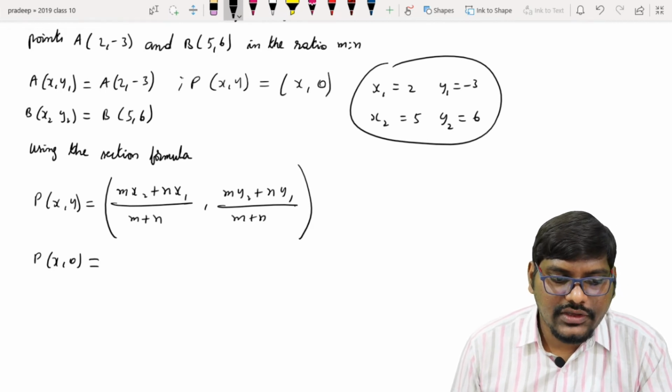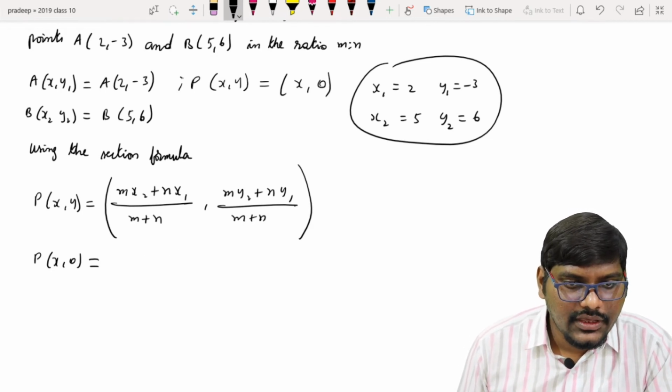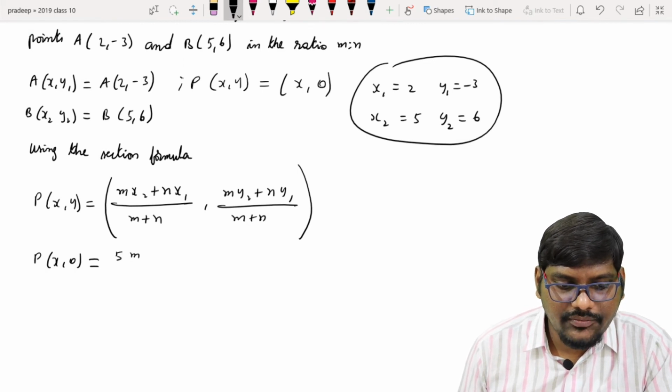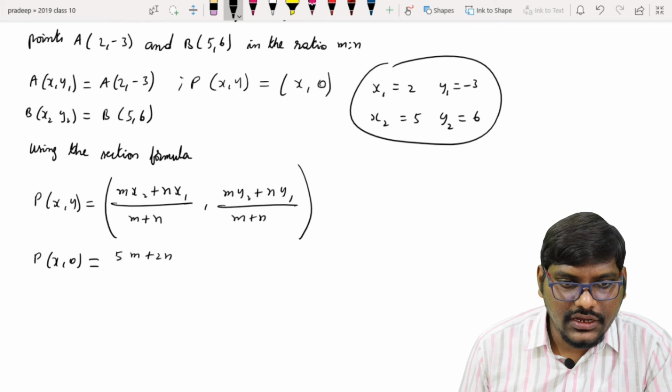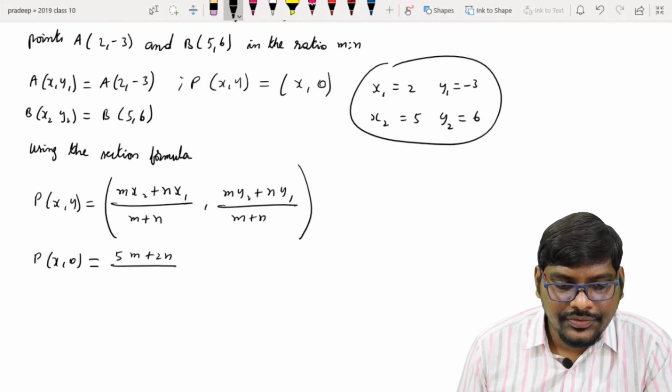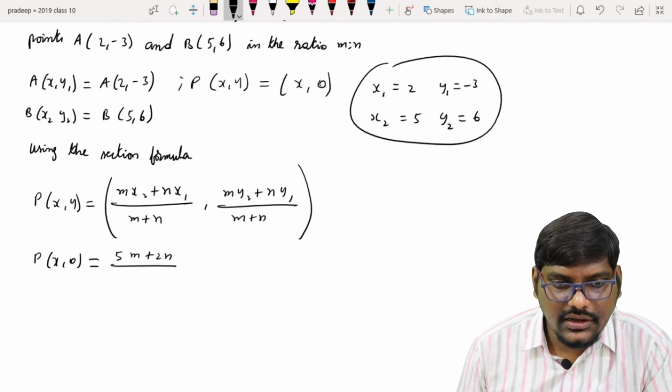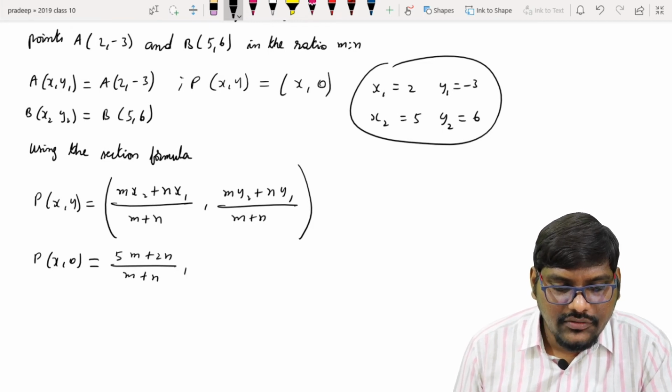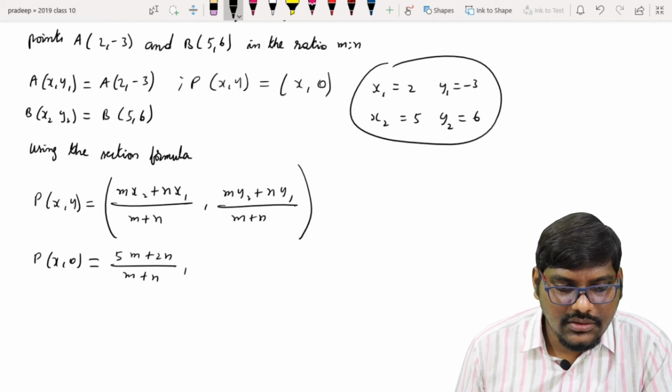So let's see what we get here. x2 is 5, so I can write 5m plus 2n, since x1 is 2. We don't know m and n, so this is over m plus n. Here also we can substitute the values. So how much is that? It is 6m, since y2 is 6, and y1 is minus 3, so this is minus 3n by m plus n.